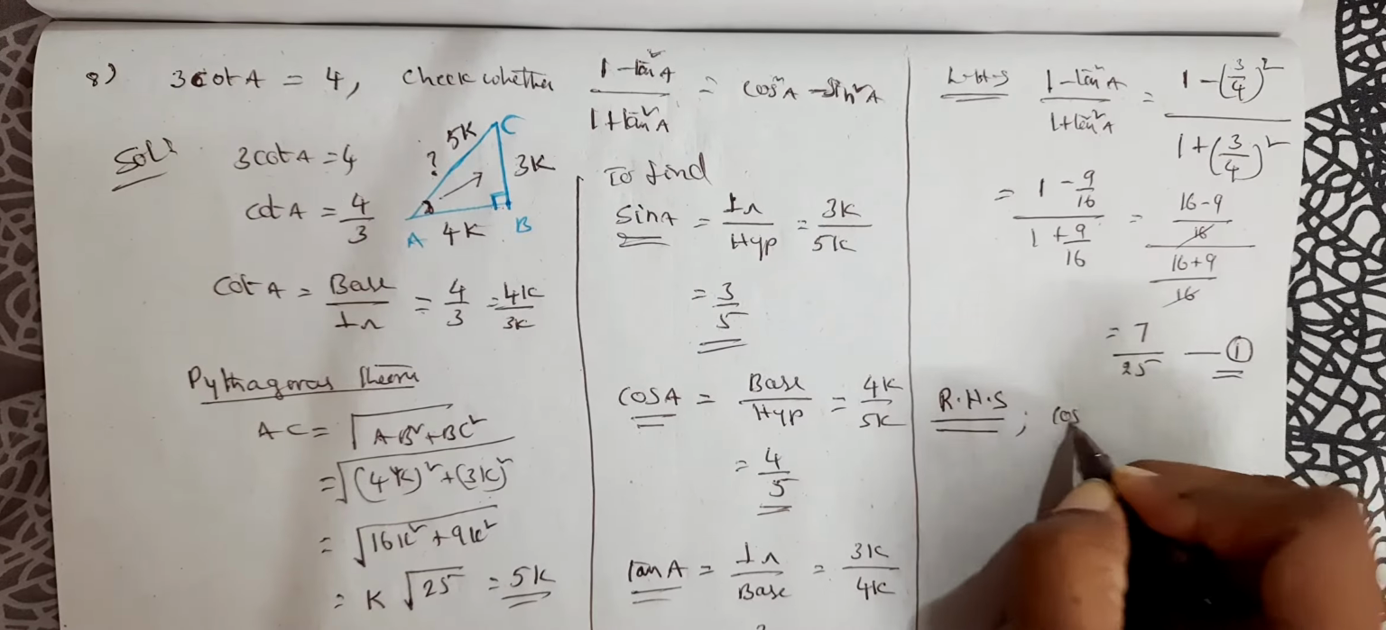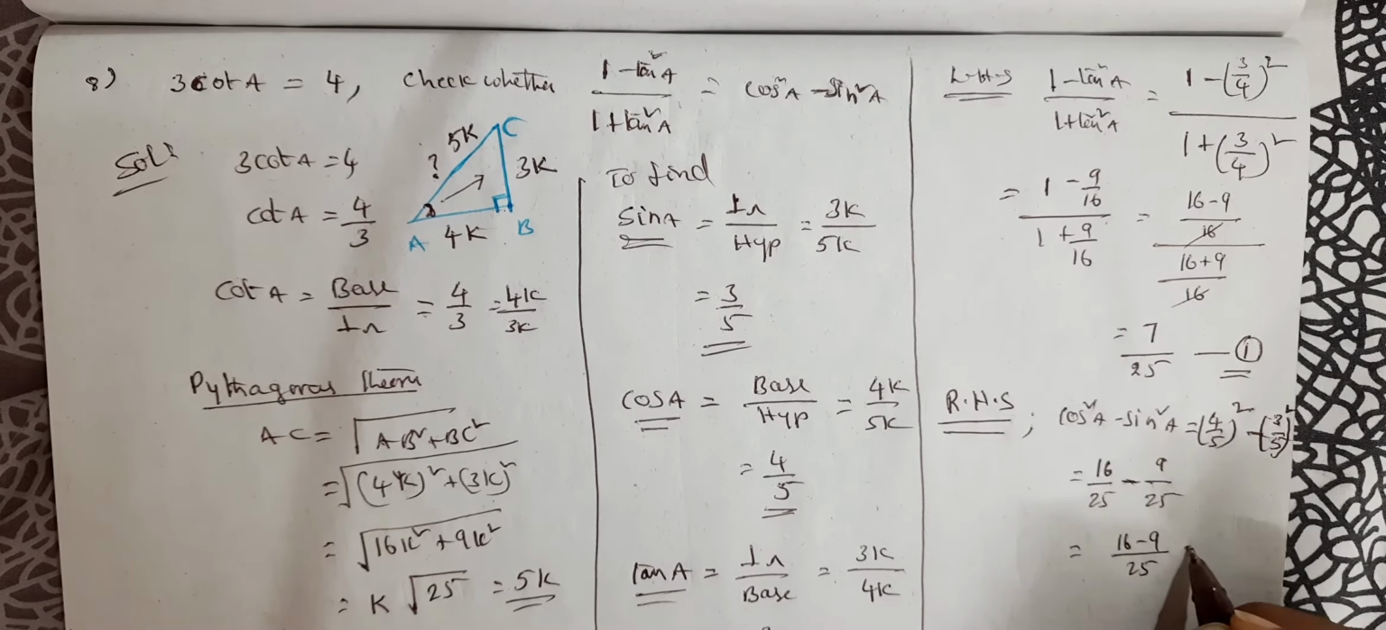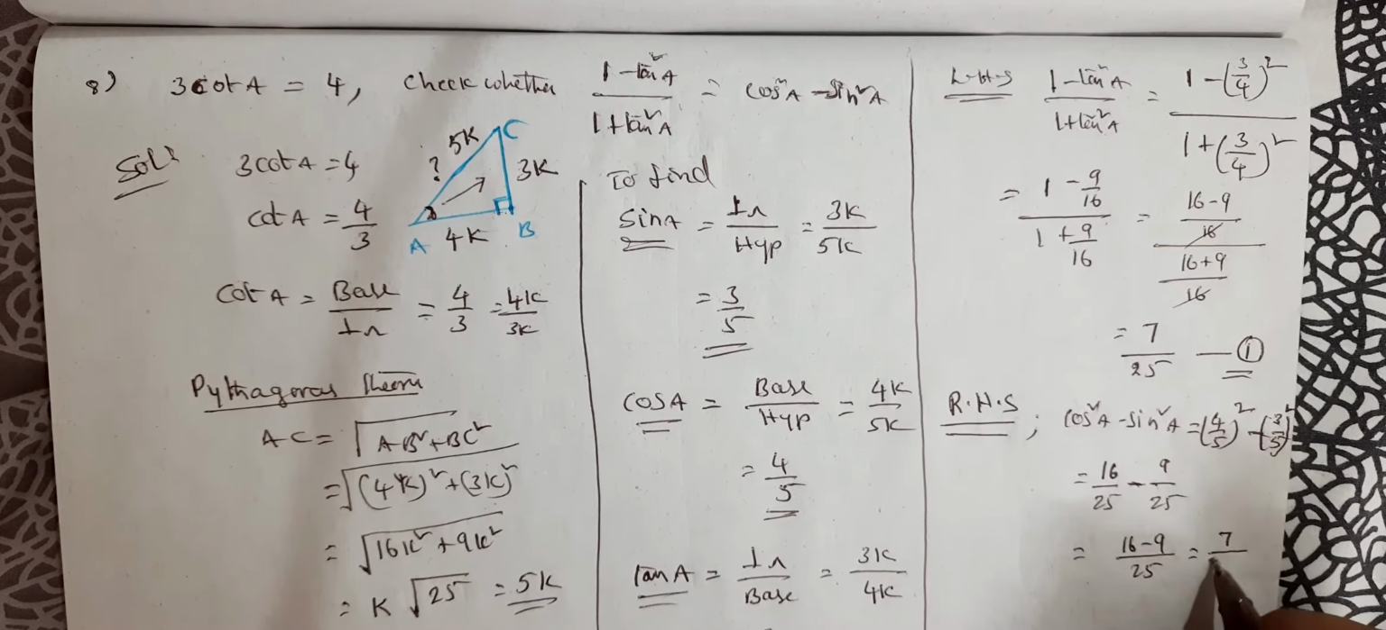Minus sin value is 3 by 5. Sin square means it is whole square again. So now we got 4 square is 16 by 5 square is 25, minus 3 square is 9 by 5 square is 25. So what did you get here? 16 by 25 minus 9 by 25. So 25 is a common denominator. So 16 minus 9 in the numerator, which is equal to 7 by 25. Let it be equation 2.